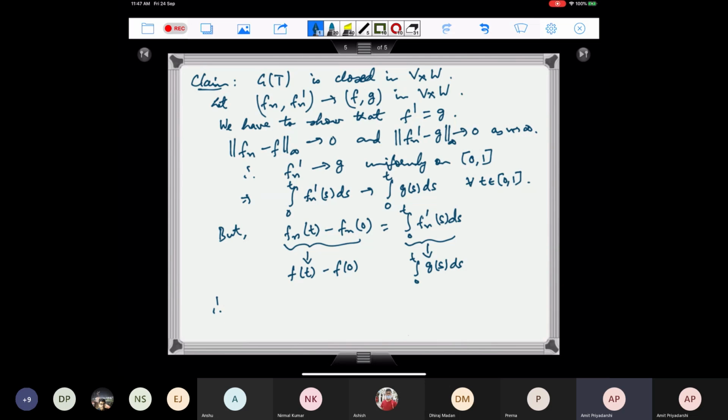So this implies that f of t minus f of 0 is equal to this integral. So f of t will be equal to f of 0 plus the integral from 0 to t of g(s) ds.